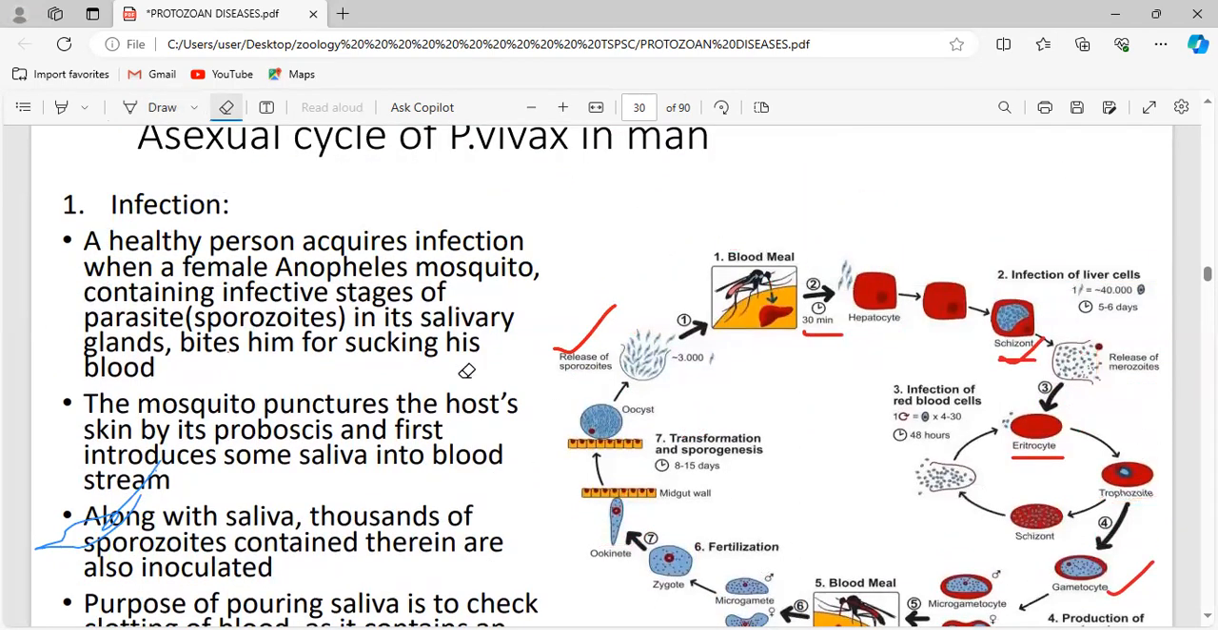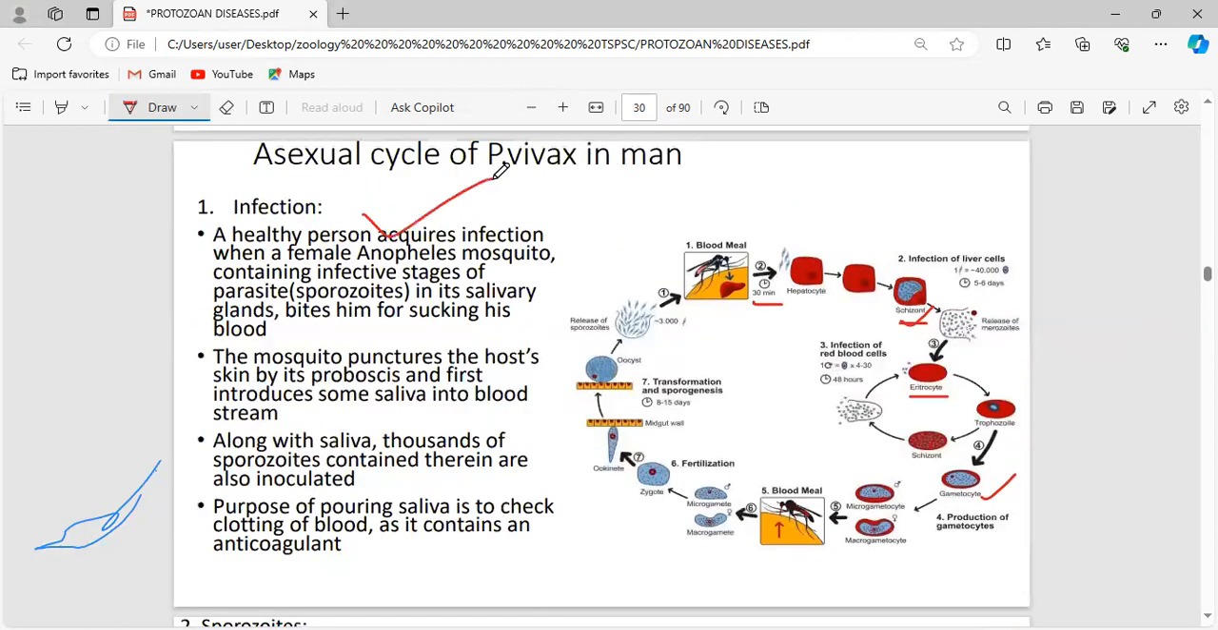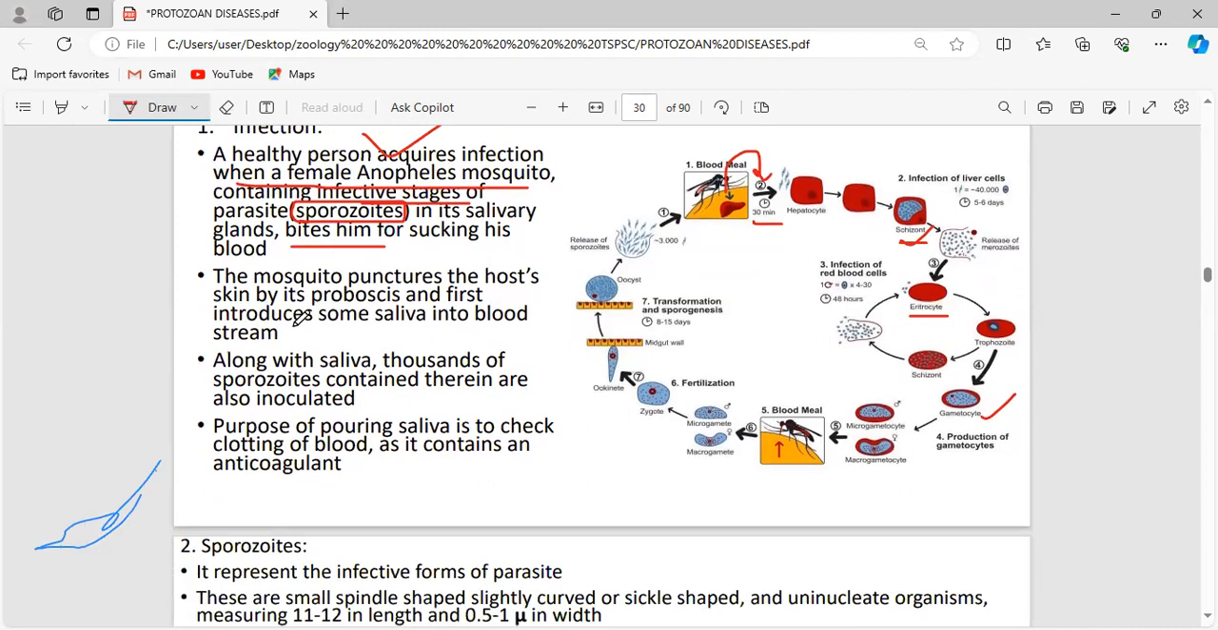This is the asexual cycle of the Plasmodium vivax in the human. See, a healthy person acquires infection when the mosquito bites, and the mosquito contains the sporozoites. It is an infective stage present in the salivary glands of the mosquito. When the mosquito bites the normal healthy person, it transfers the parasite, and the cycle continues. Now the mosquito punctures the host skin by the proboscis.